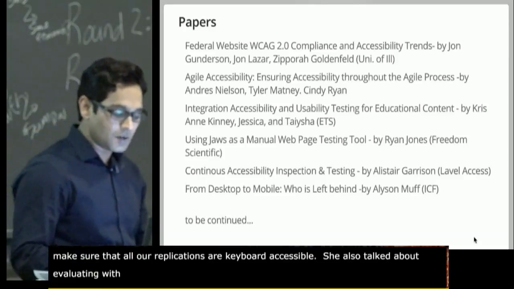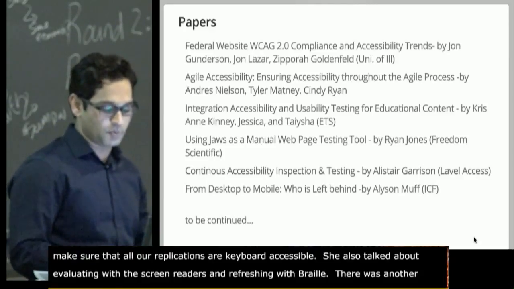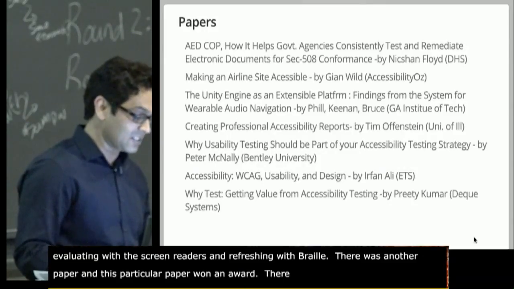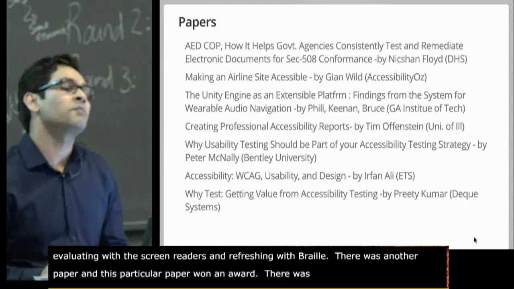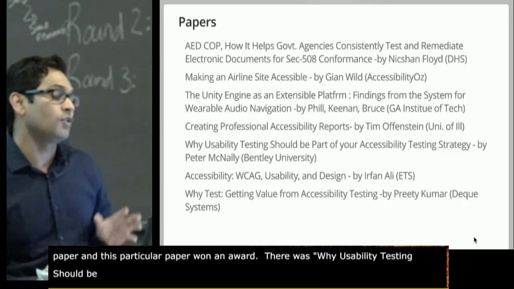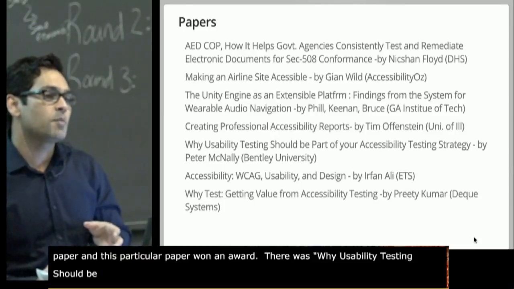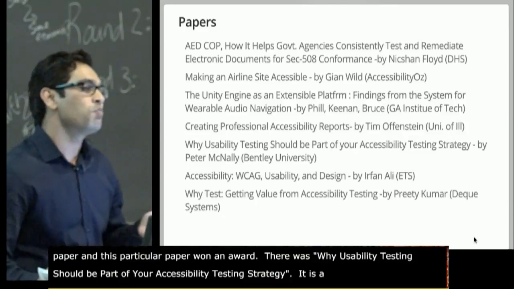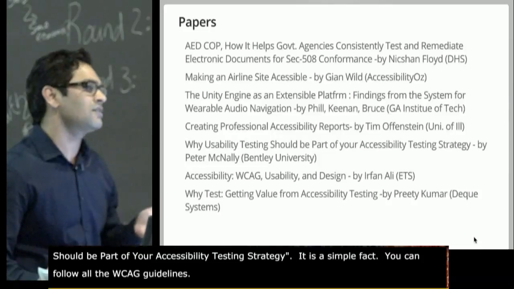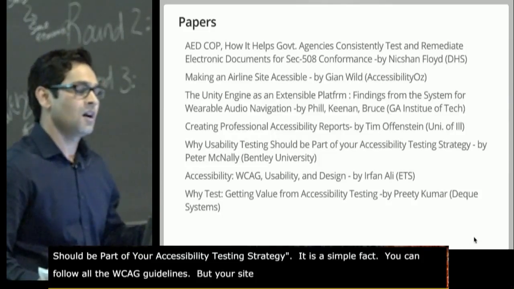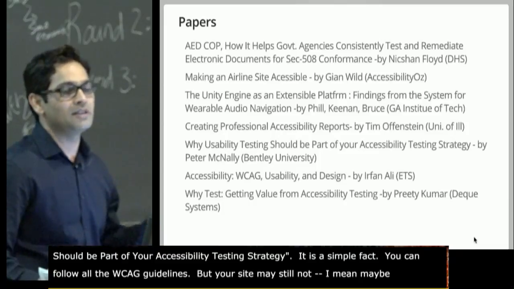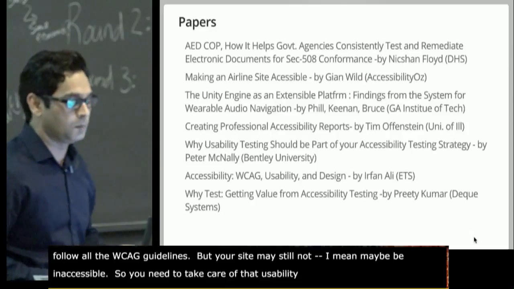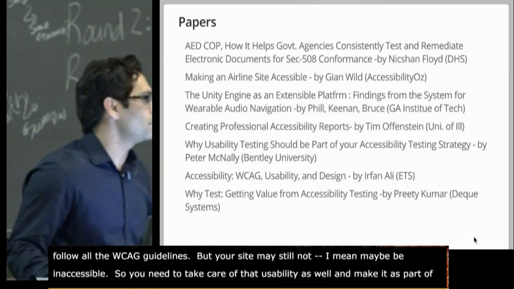There was another paper, and actually this particular paper won the Best Paper Award. It was why usability testing should be part of your accessibility testing strategy. It was good to see that people were advocating usability with accessibility, because it's a simple fact: you can follow all the WCAG guidelines, but your site may still be inaccessible. So you need to take care of usability as well, and make usability a part of accessibility. That was pretty good. He came up with pretty good data.